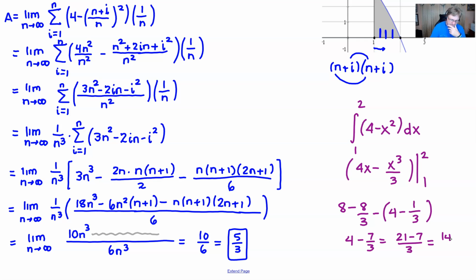This kind of gives me the impression that I may have messed this problem up. And I think I don't know how to do math. Let's go back. 4 is the same as 12 thirds. I got my 2 and 1 mixed up. 12 minus 7 is 5 thirds. Boy, that was going to have a much more impactful conclusion if I didn't make that screw up.